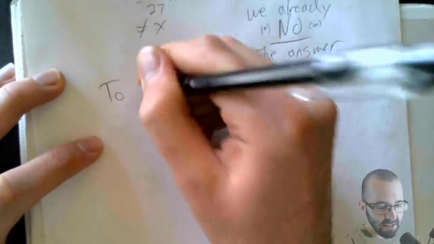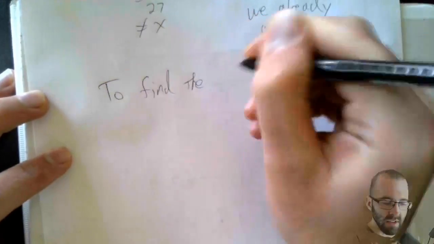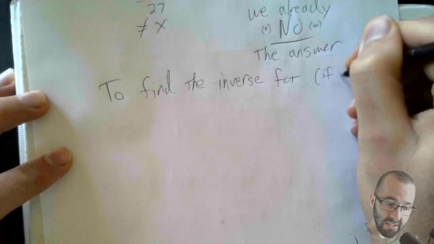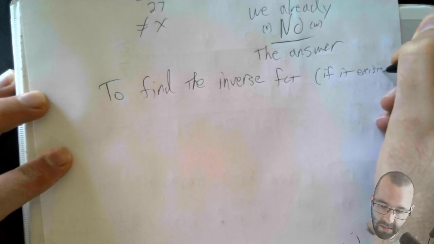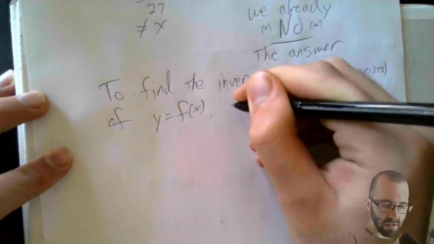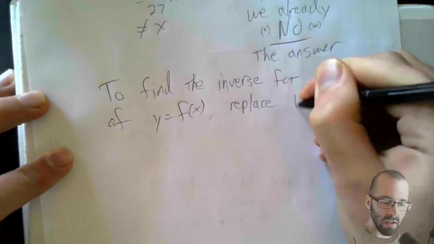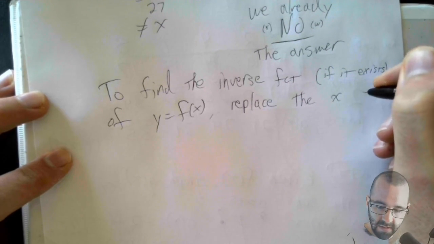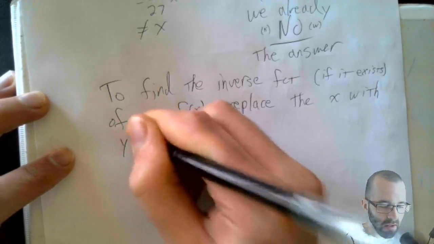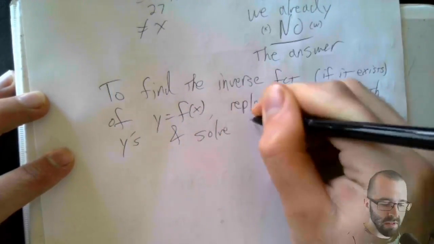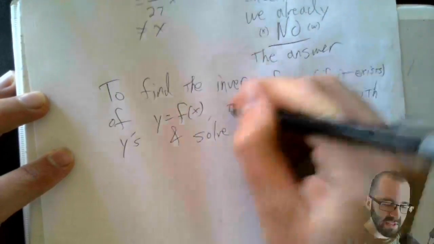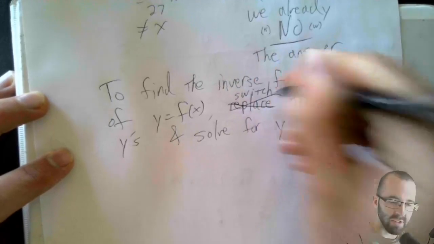So to find the inverse function, again, if it exists, of y equals some f of x, just replace the x's with y's and solve for your new y. I'll say switch instead of replace. It's a little bit easier.